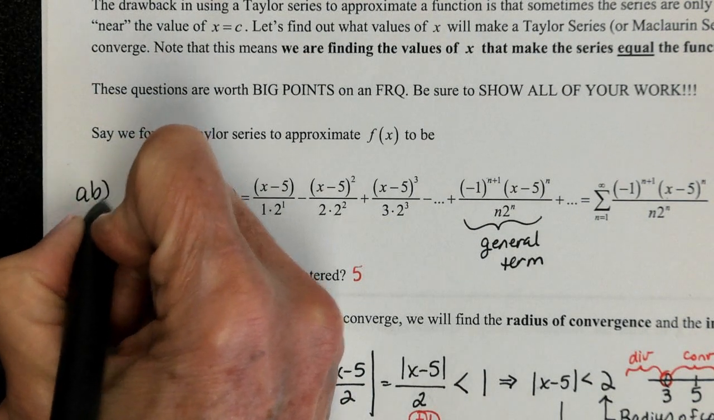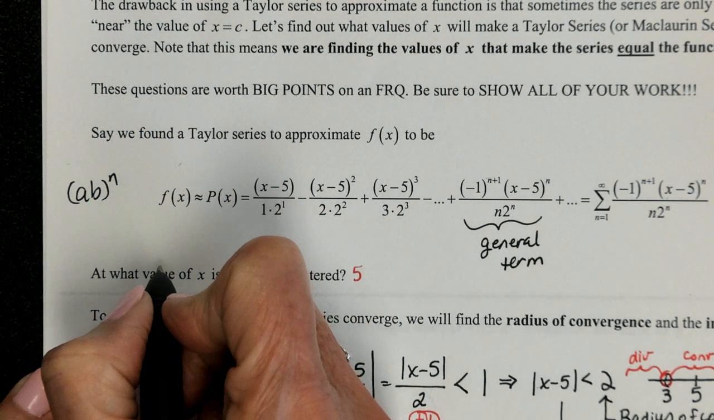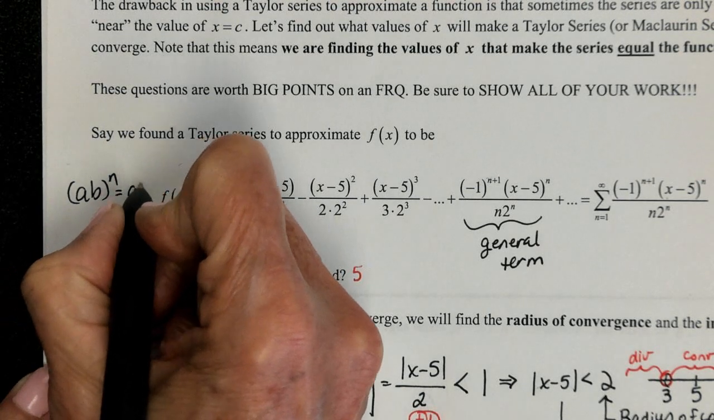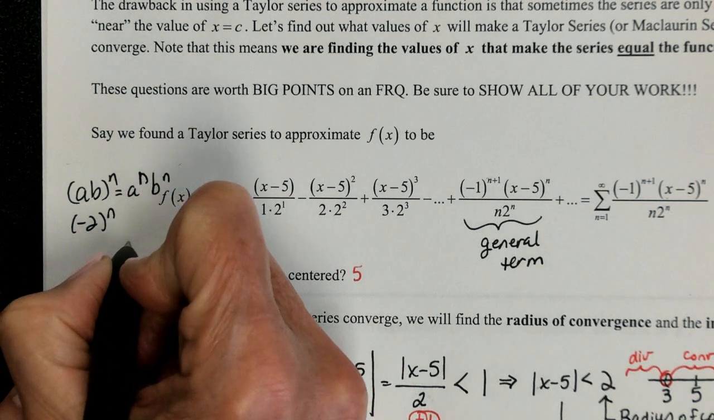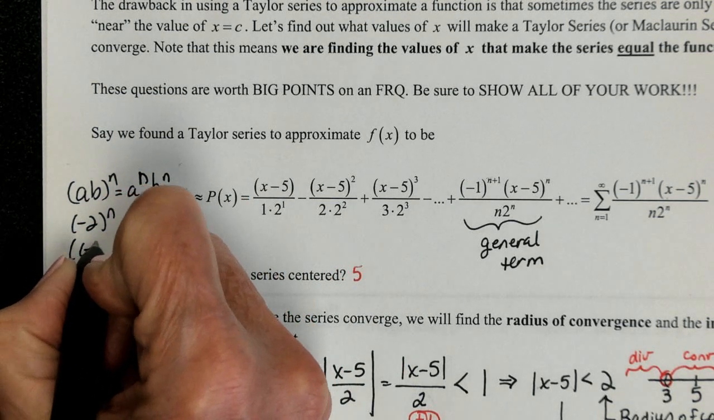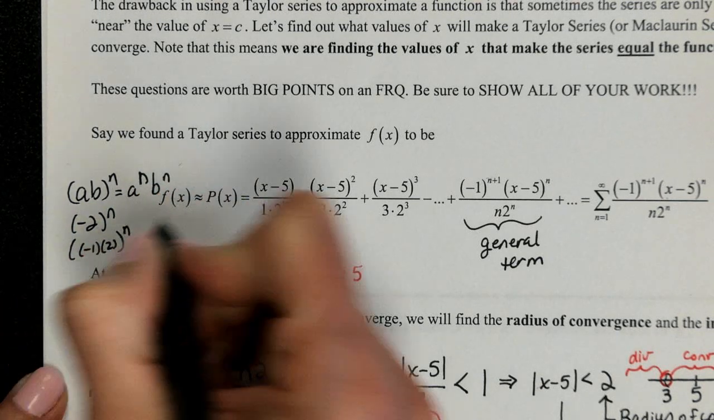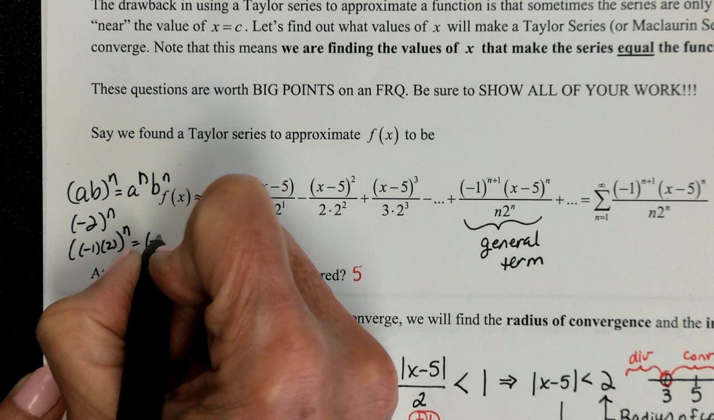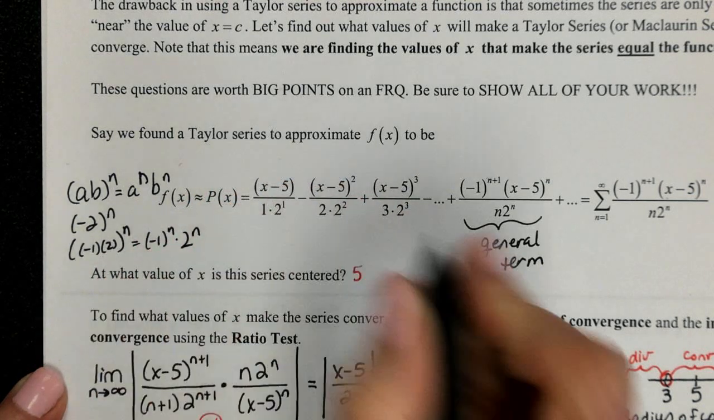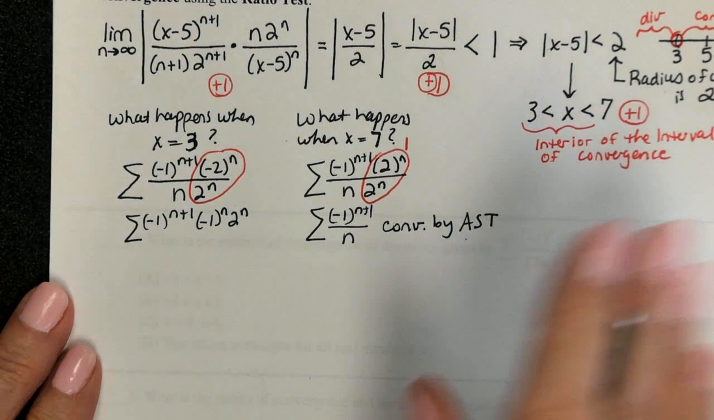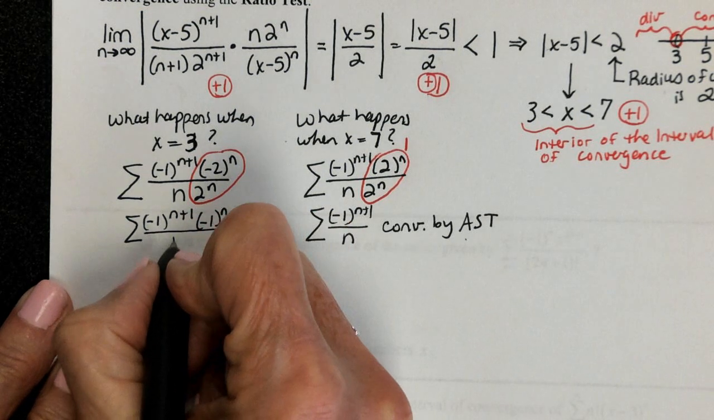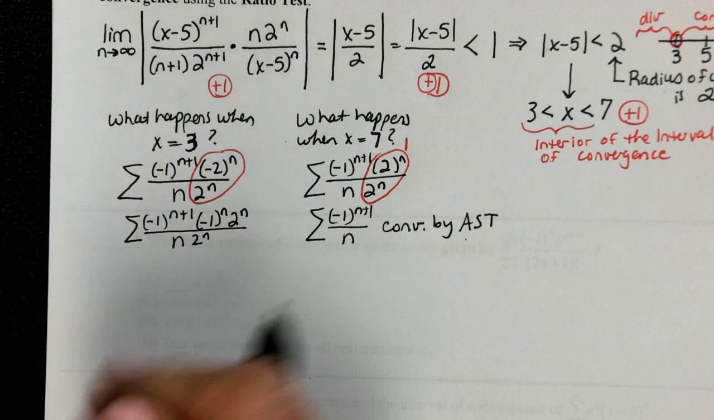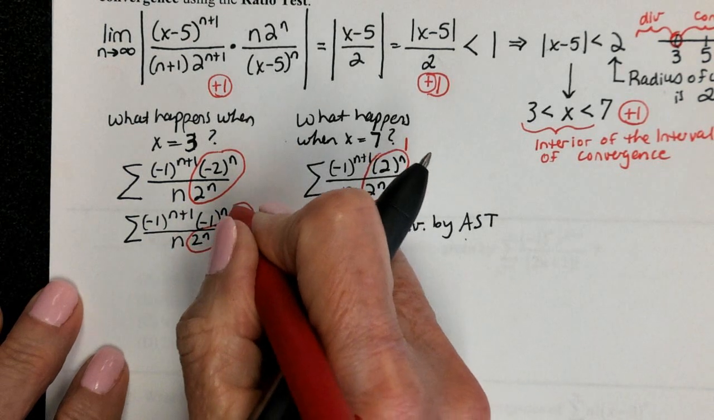That is, if we have two numbers multiplied together to a power, that is the same as a to the n, b to the n. So if I have negative 2 to the n power, which is negative 1 times 2 to the n power, I get negative 1 to the n times 2 to the n. That's why that works that way. Negative 1 to the n times 2 to the n, divided by n times 2 to the n. Now these reduce to 1.